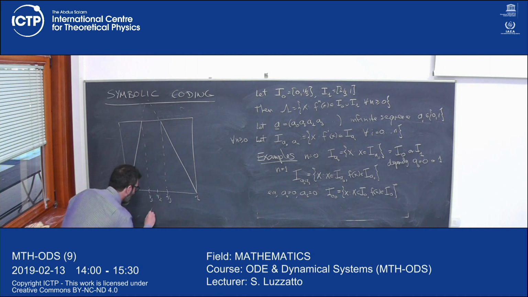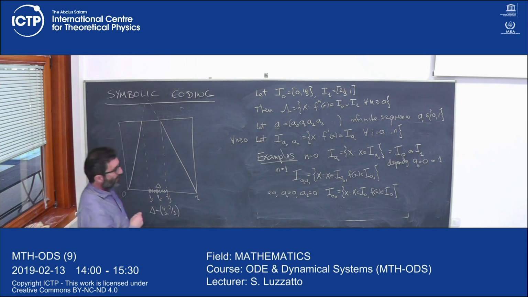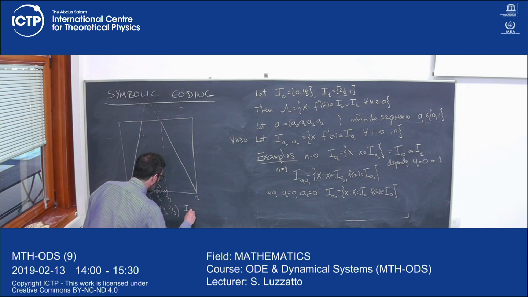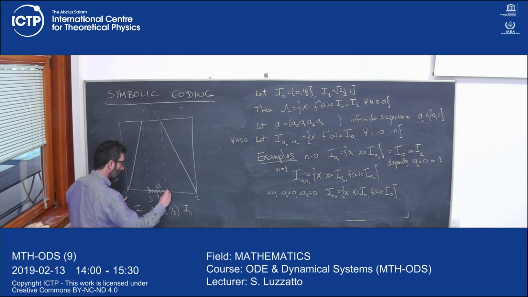Since we do have this specific choice, let's put in the numbers. Let's call this delta, equal to 1/3 and 2/3. Points that fall in delta, they escape. And now this is I0, and this is I1, these closed intervals.